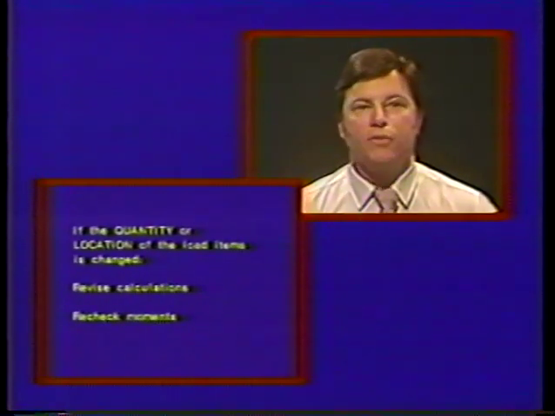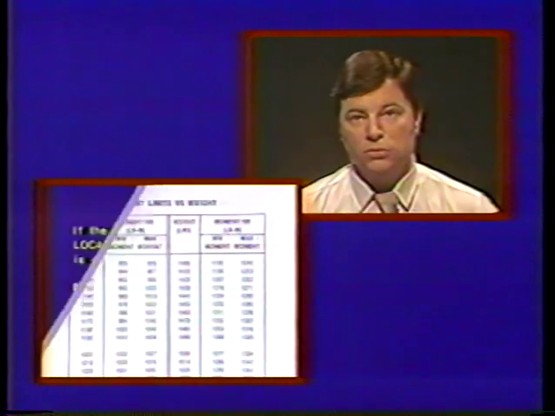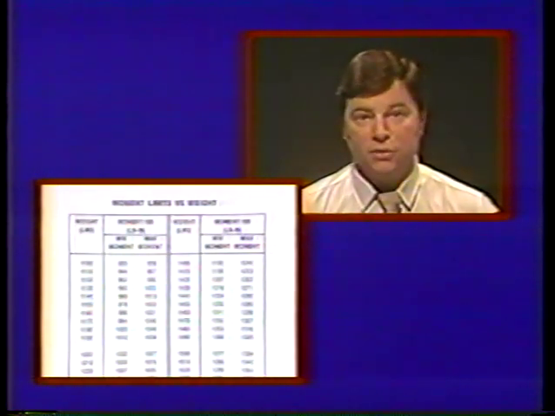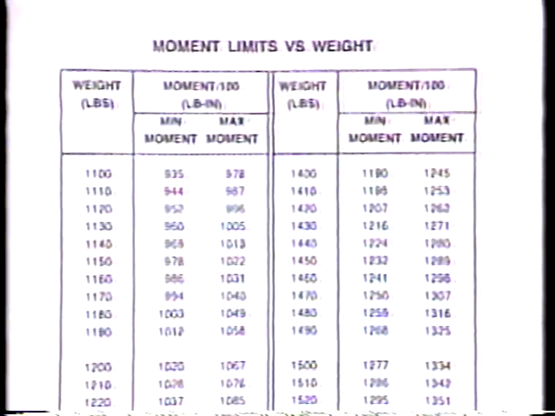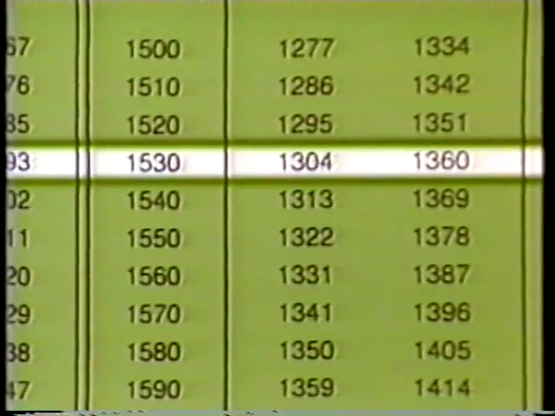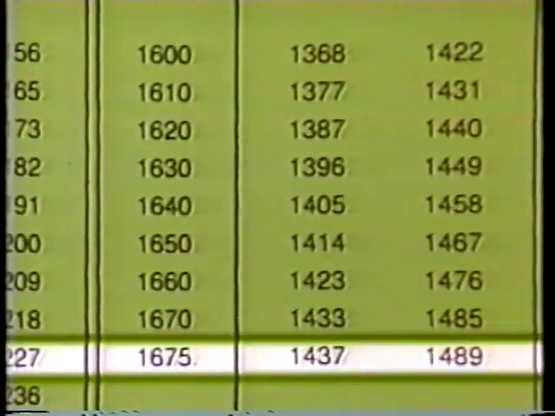To determine this, we now refer to the moment limit versus weight table, or we can use a moment versus weight graph. Let's use the table first. Locate the zero fuel weight condition of 1,530 pounds. The moment index, which is 1,339, must be within 1,304 and 1,360. At the takeoff condition of 1,675 pounds, the moment index, which is 1,457, must fall between 1,437 and 1,489.